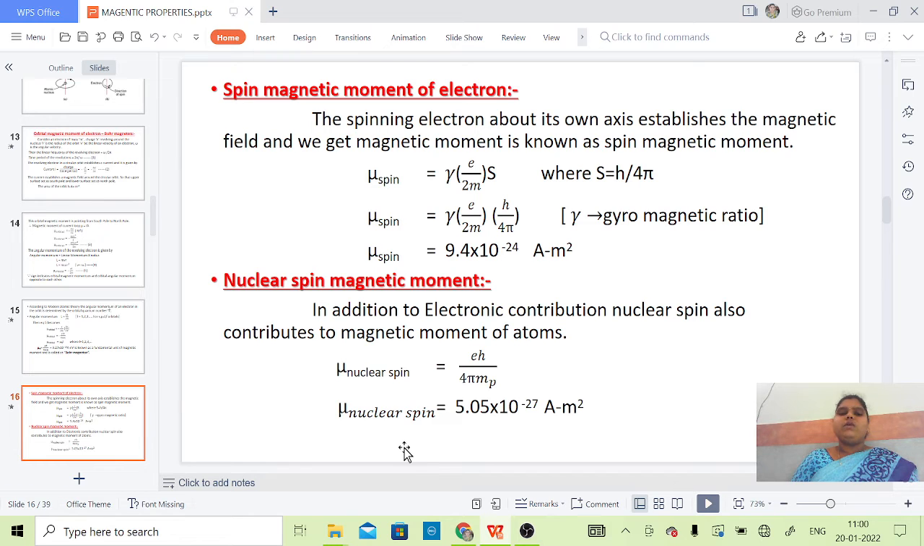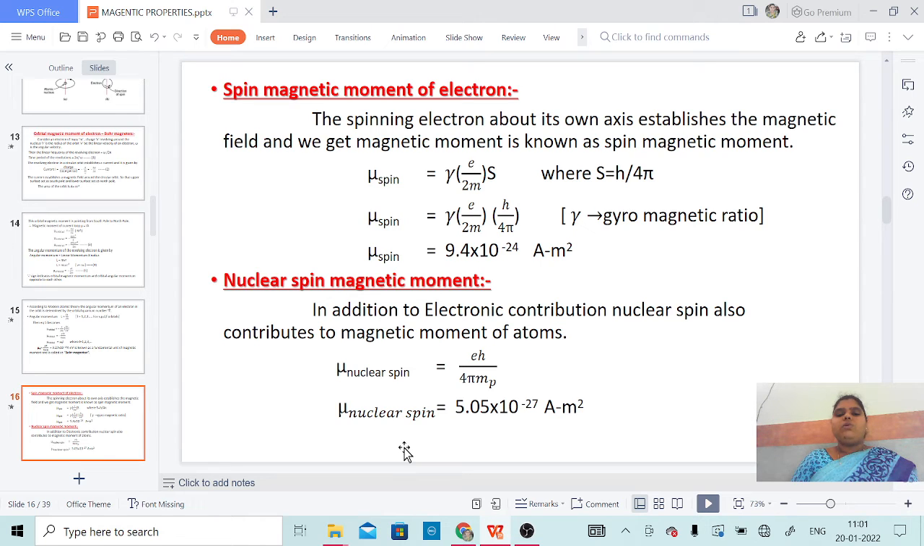Okay, now let us see what is the spin magnetic moment of the electron, and the spin magnetic moment of the nucleus, that is said to be the nuclear spin magnetic moment. Now the spin magnetic moment of the electron. The electron spinning about its own axis establishes a magnetic field, and we get a magnetic moment known as the spin magnetic moment of the electron. So μ spin equals γ, the gyromagnetic ratio according to the spinning of the electron about its own axis, where S equals h by 4π. So γ equals e by 2m, into S value will be replaced.